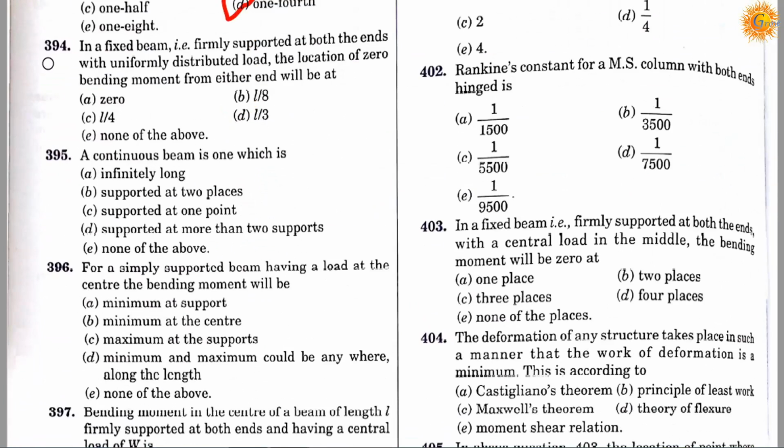Question number 394. In a fixed beam, that is, firmly supported at both ends with a uniformly distributed load, the location of zero bending moment from either end will be at: option A, 0; option B, L/8; option C, L/4; option D, L/3; and option E, none of the above. Correct answer is E, none of the above.